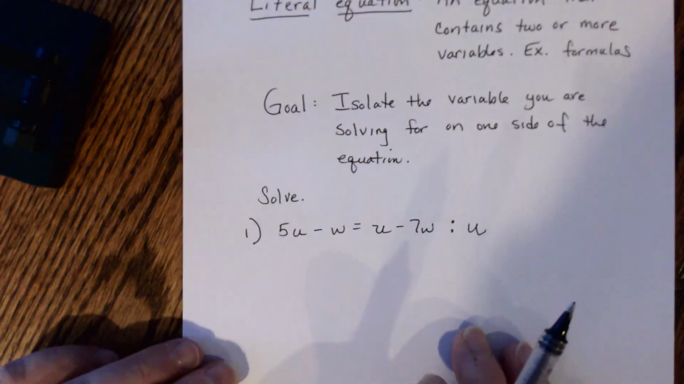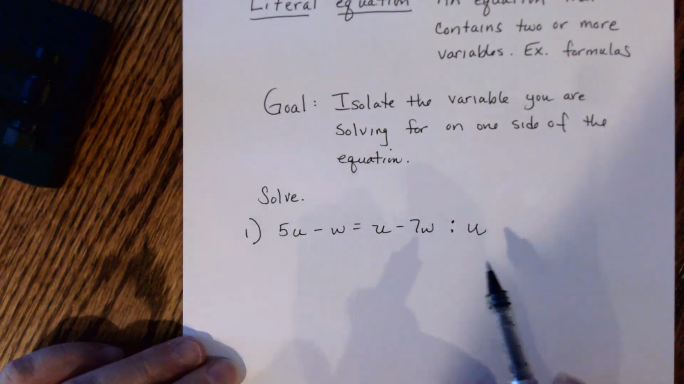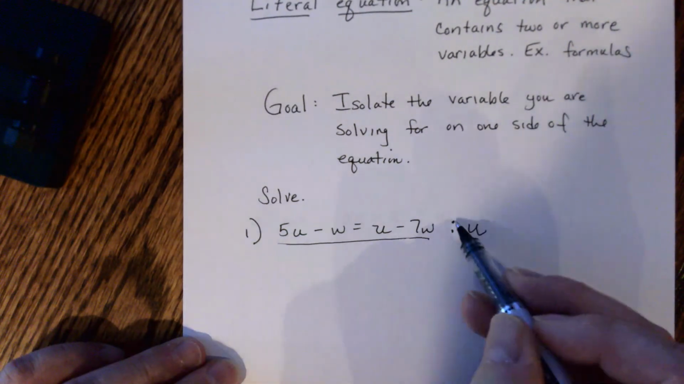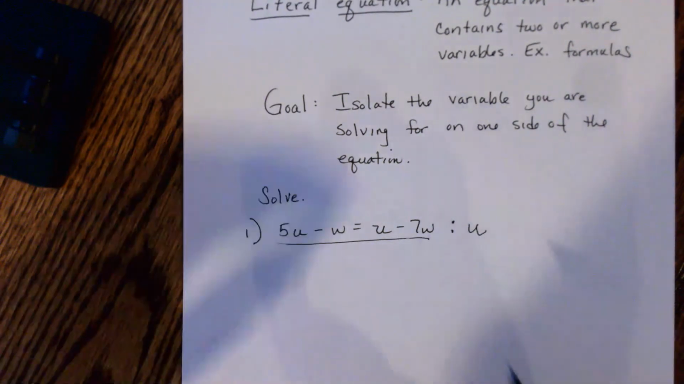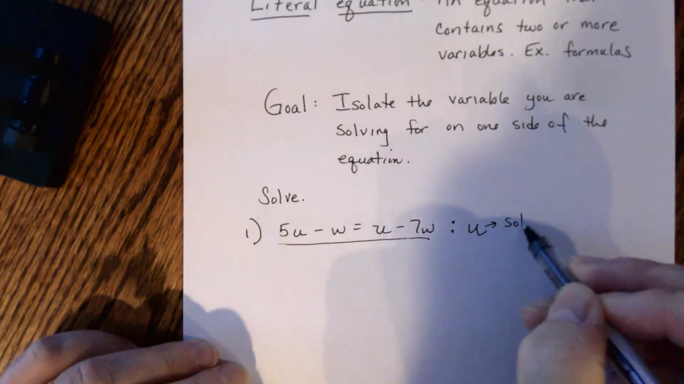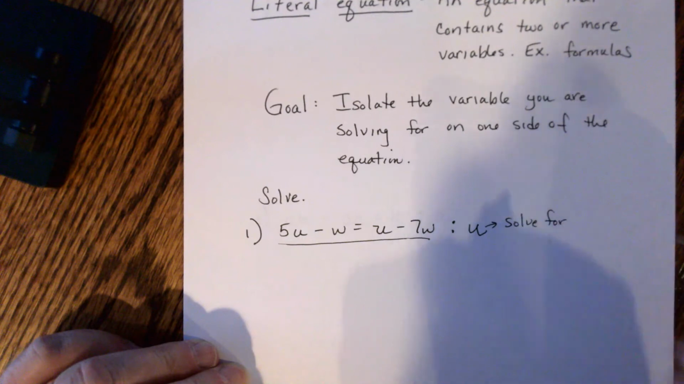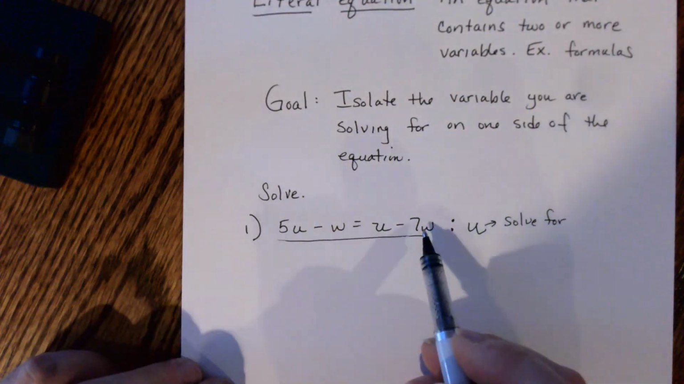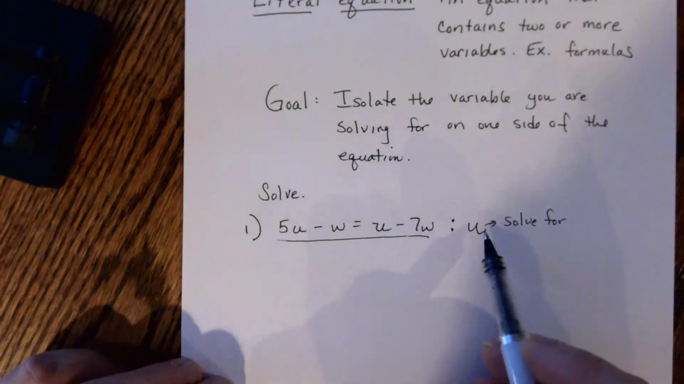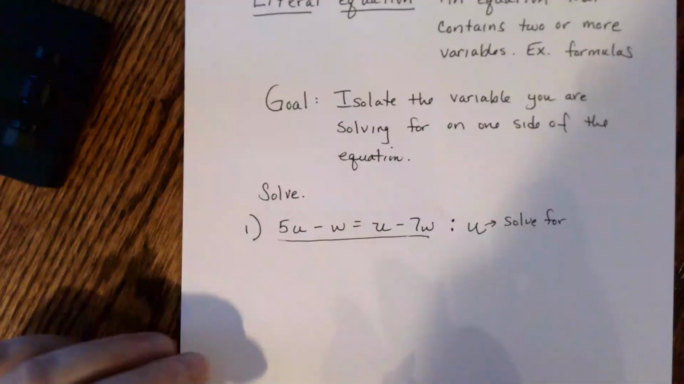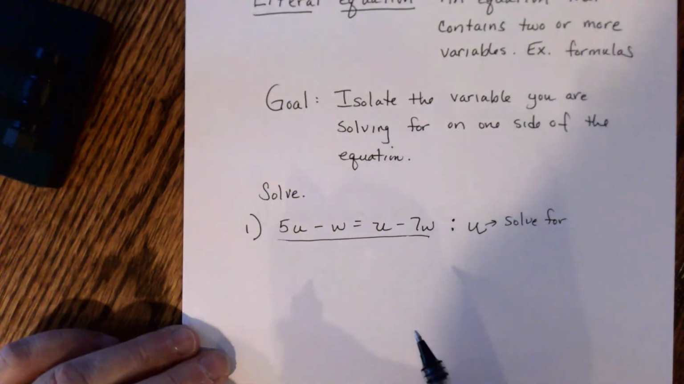So take a look at this particular one. This is the way the problems will be given to you. You'll have your equation, and then there'll be a colon with a variable. That's the variable that you're solving for. Okay? So what we want to do is take this equation and solve so that u is left alone on one side of my equation. So I need to get u all alone.